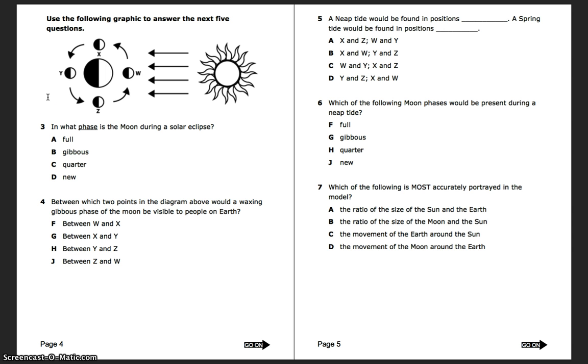Number 6. Which of the following moon phases would be present during a neap tide? F, full. G, gibbous. H, quarter. J, new. Number 7. Which of the following is most accurately portrayed in the model? A, the ratio of the size of the sun and the earth. B, the ratio of the size of the moon and the sun. C, the movement of the earth around the sun. D, the movement of the moon around the earth.